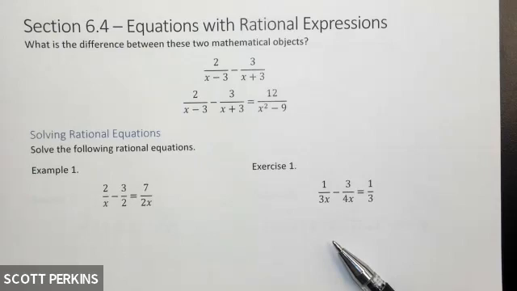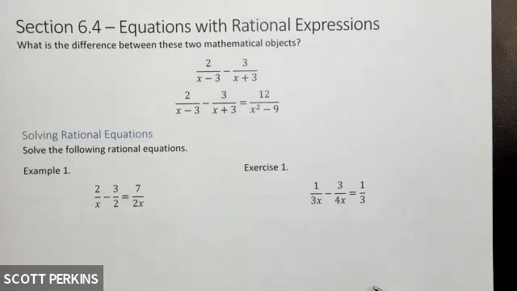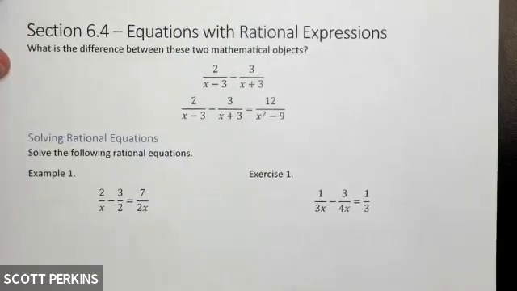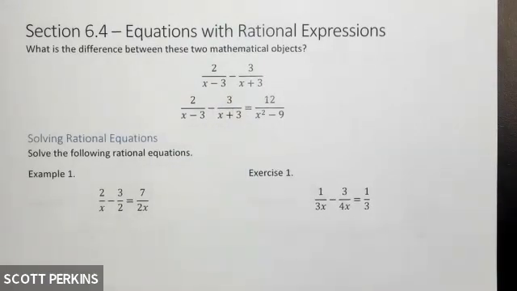So for the third section in a row, we are going to use the common denominator again, but this time to do something different. I'm starting off with a question that I asked the very first day of class, before you even knew that you loved me so much. It's this: what is the difference between these two mathematical objects right here?